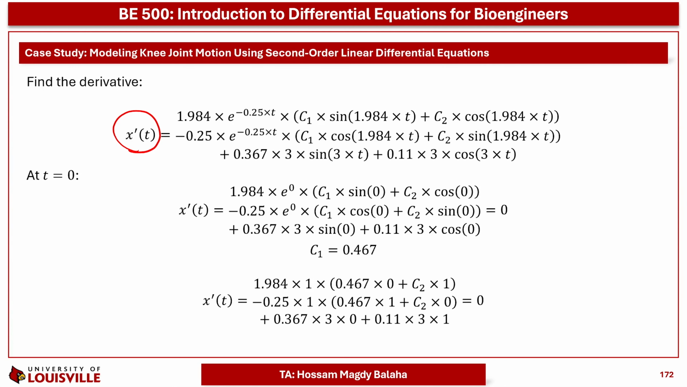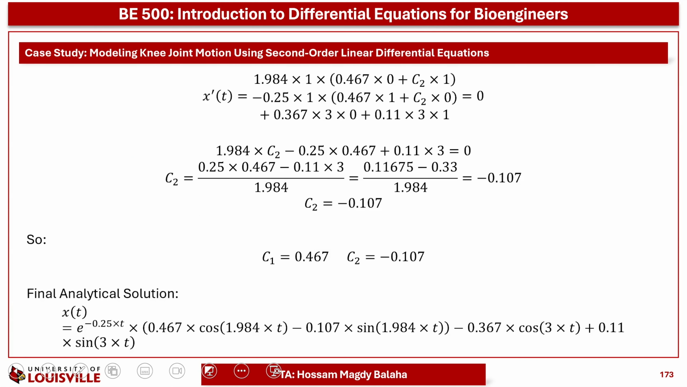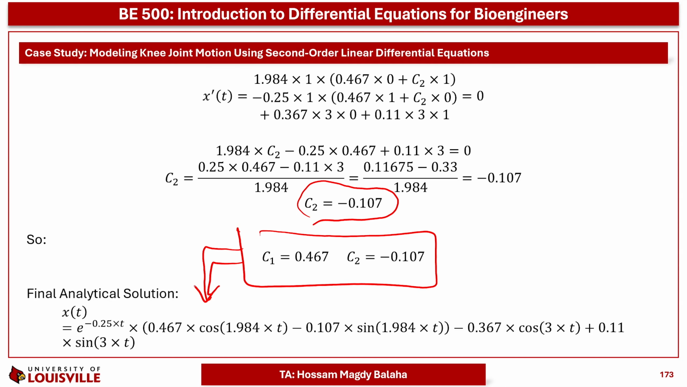Then substitute using t equals 0, and the right hand side will be 0, and substitute the retrieved C1 value. Simplify the calculated equation. You will get by the end that C2 will equal negative 0.107. Now we have C1 and C2. Substitute in the equation to get the final analytical solution that looks like that.